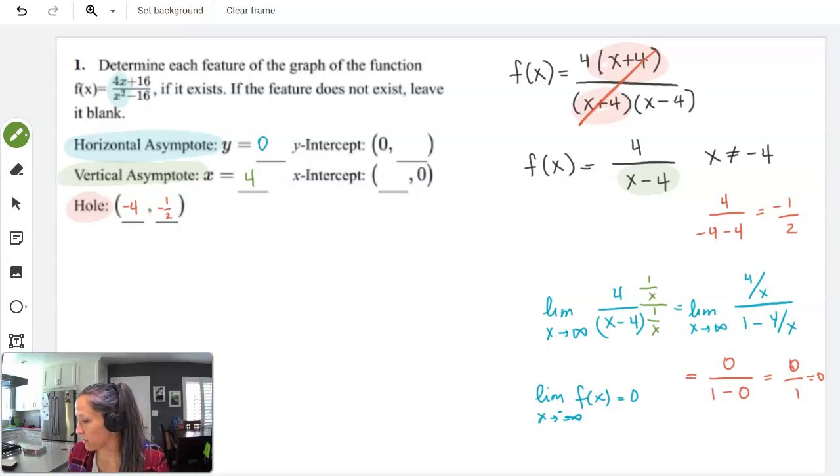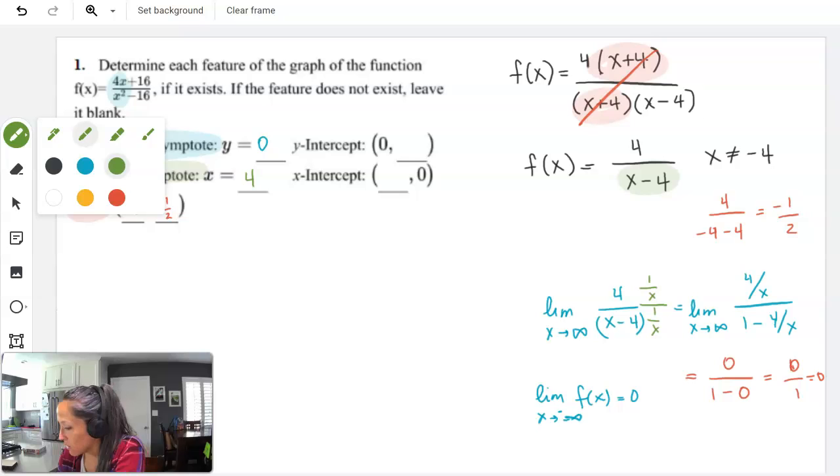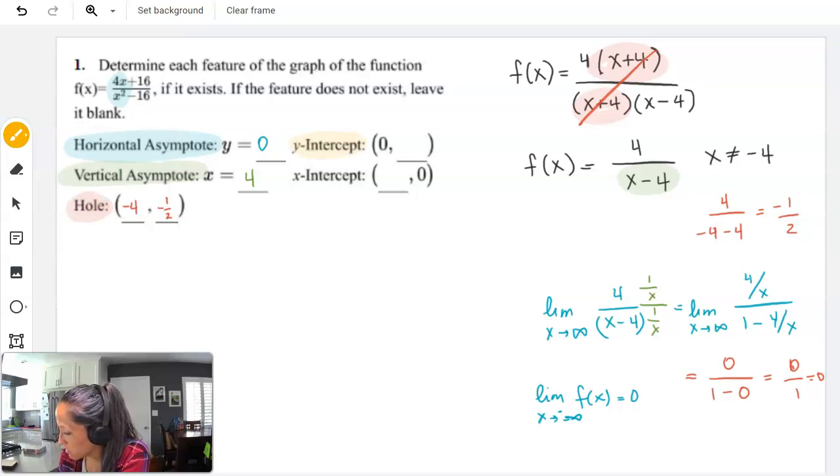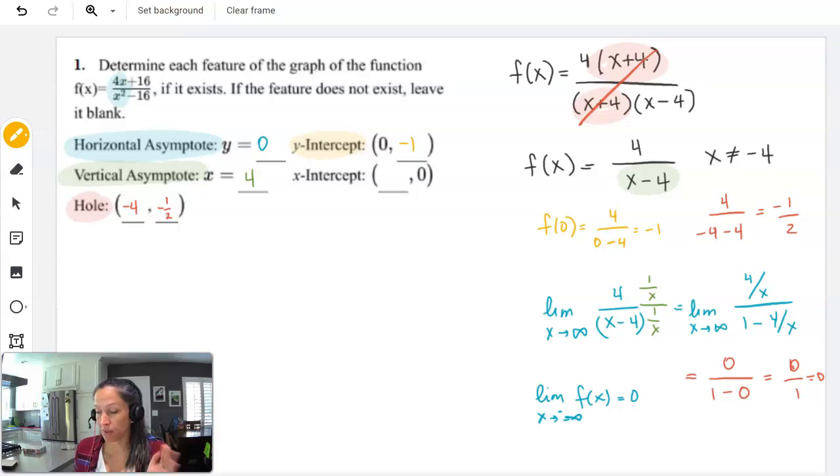We also have our y-intercept. Y-intercept happens when we plug 0 in for x. So I have another color. Let's do this. Y-intercept. F of 0 is 4 all over 0 minus 4, which is 4 over negative 4, or negative 1. In this case, we do not have an x-intercept. Typically, that would be when our numerator goes to 0. We would set this whole thing equal to 0 and then solve, but there's no way to get that to happen with this particular function. So this doesn't exist. Okay.